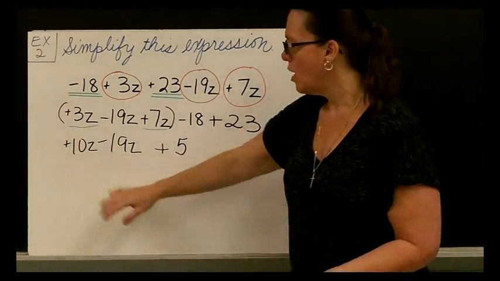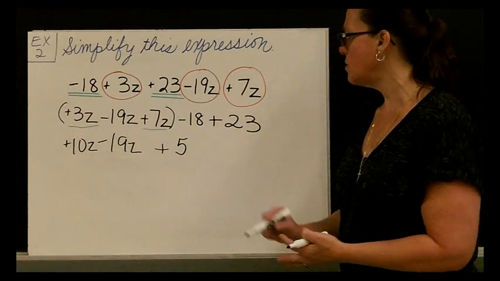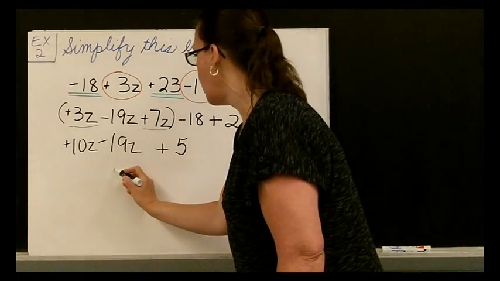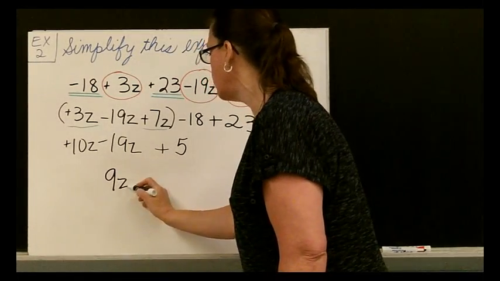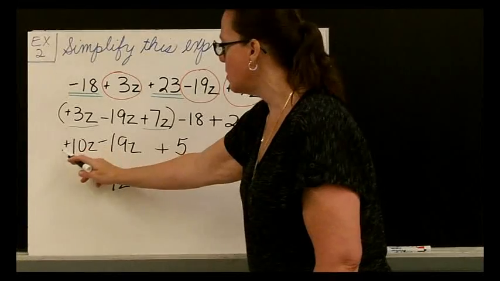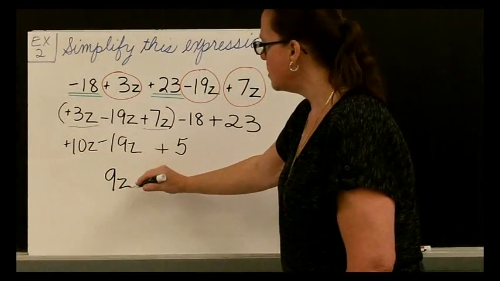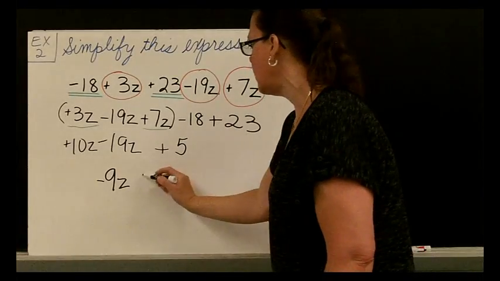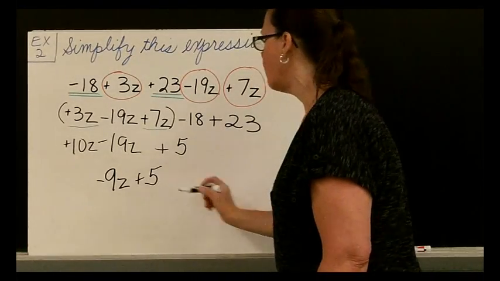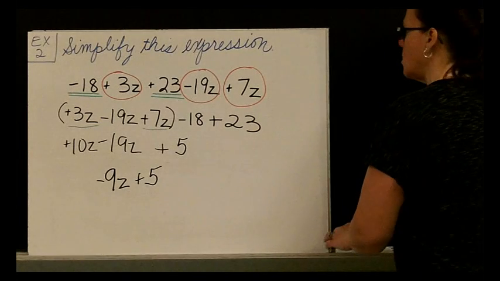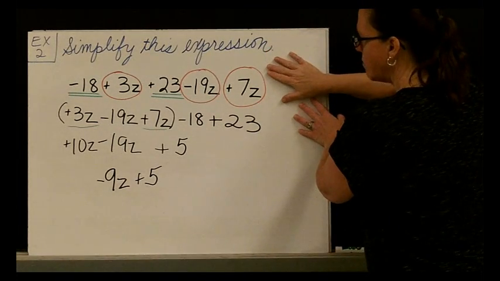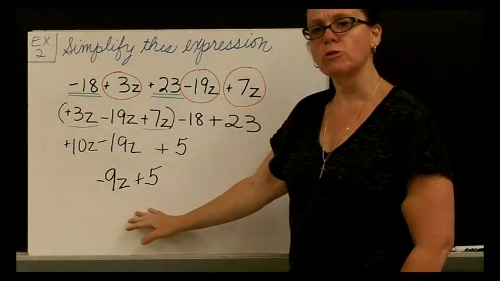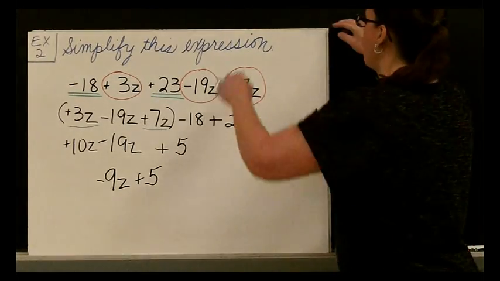We're going to chip away at this positive 10z and the negative 19z. Again, same rules apply. We subtract the coefficients because one is a positive, one is a negative. Since 19 is the higher number, we are left with a negative 9z and a positive 5. So here you can see we have moved from 5 terms very systematically, very methodically, down to 2: negative 9z plus 5.